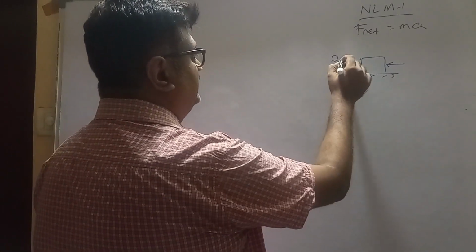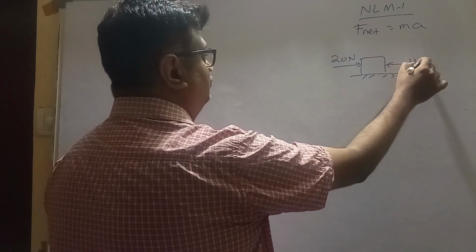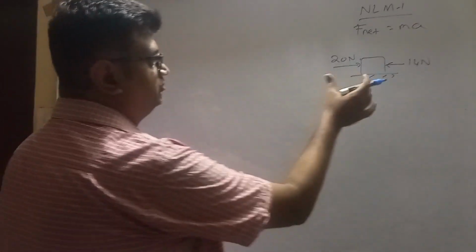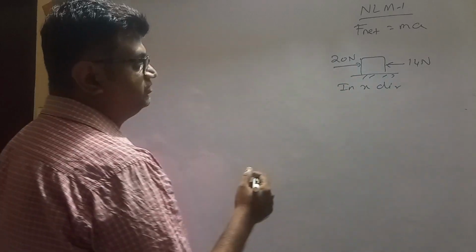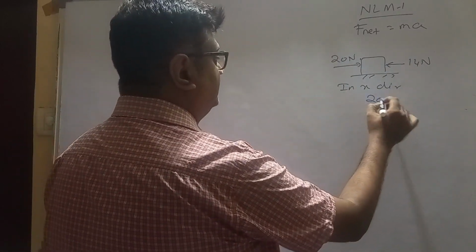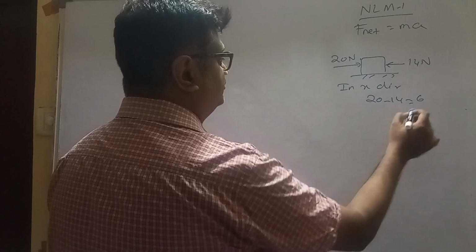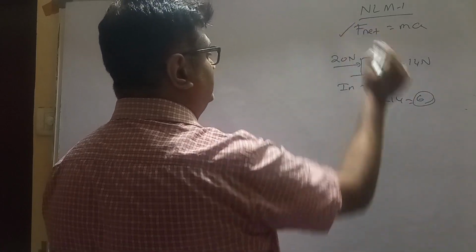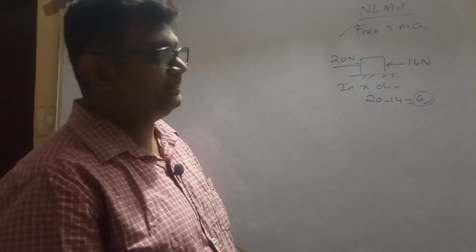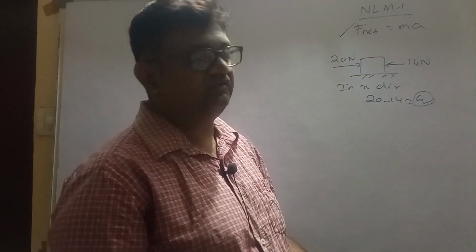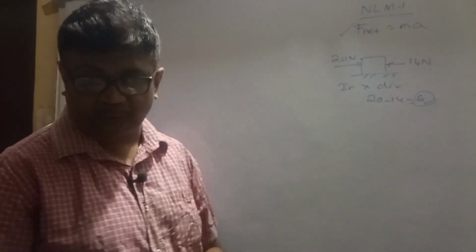Let us say here 20 Newton's force is acting and here 14 Newton's force is acting. In the x direction, what is the net force acting? It is 20 minus 14, 6 Newtons. So this is F net. We have to find the net force on the object, and from there we can find the acceleration of the block.